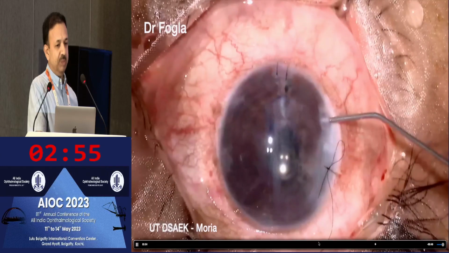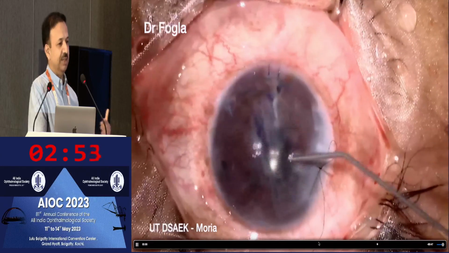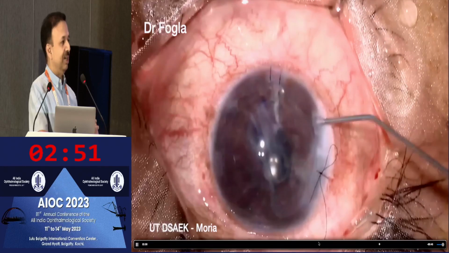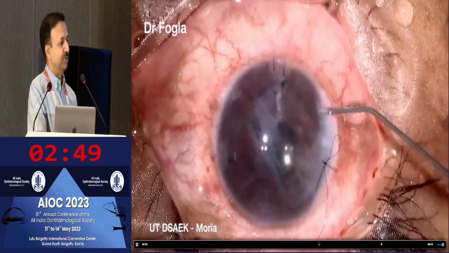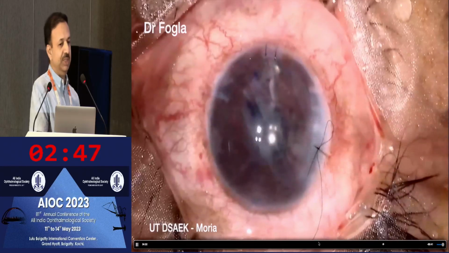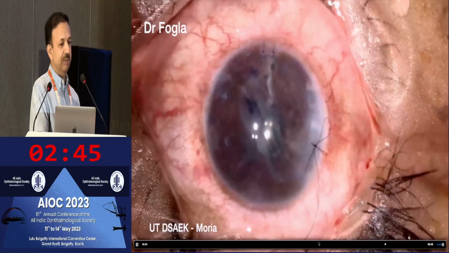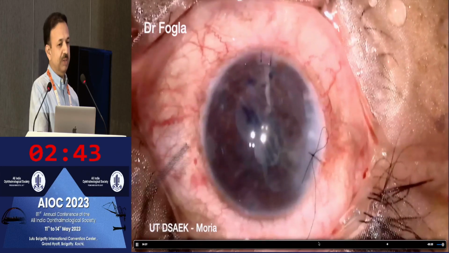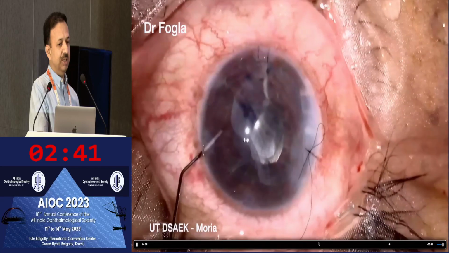And because we put a little bit of cohesive viscoelastic on the surface, when you fold the graft, the folds also get stuck in the viscoelastic. So it takes a little time to just get the folds to open up. Once it's opened up, you can go ahead and put an air bubble below the donor disc.